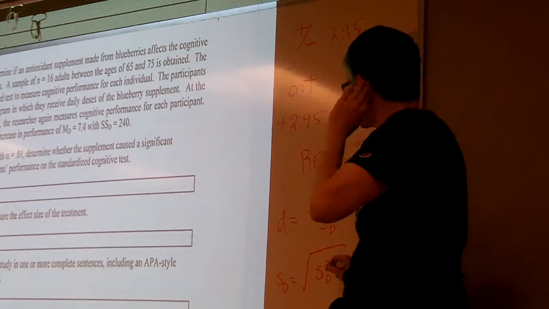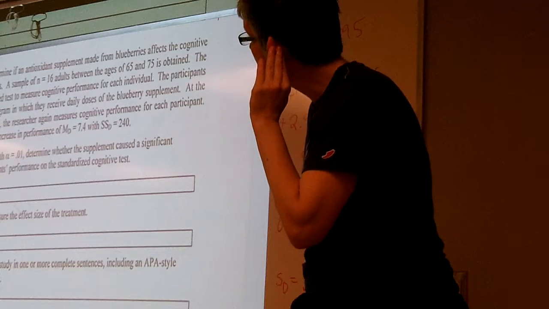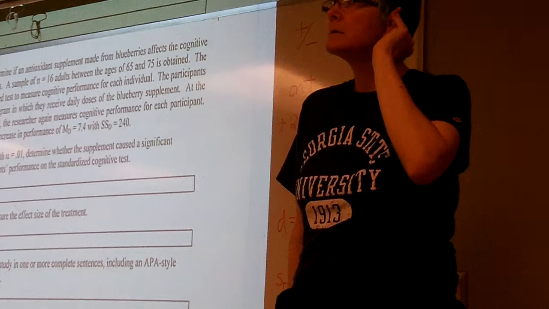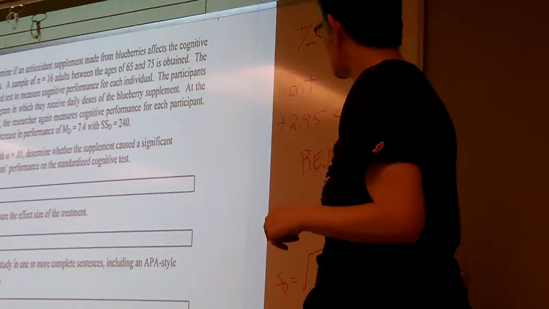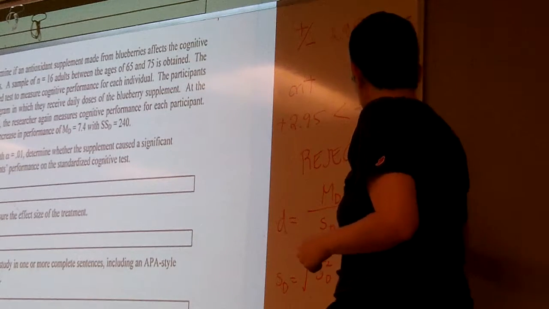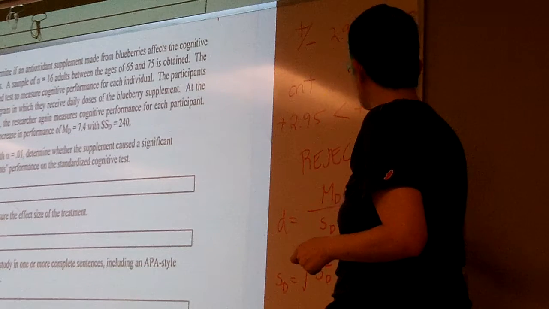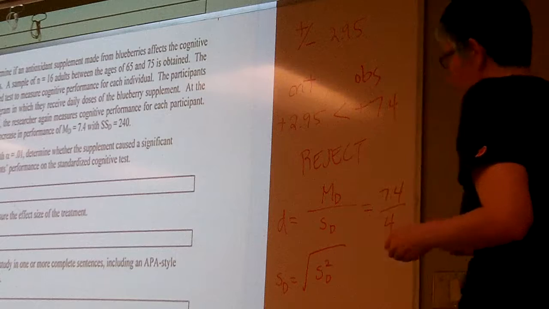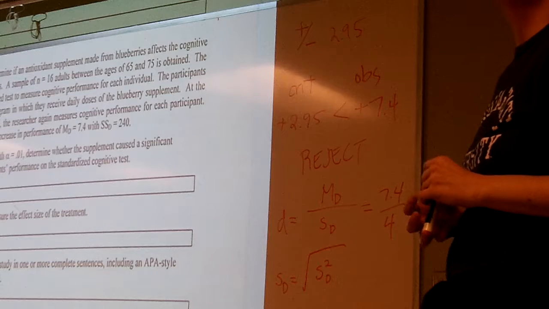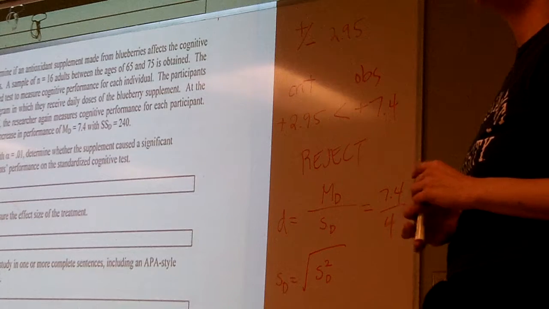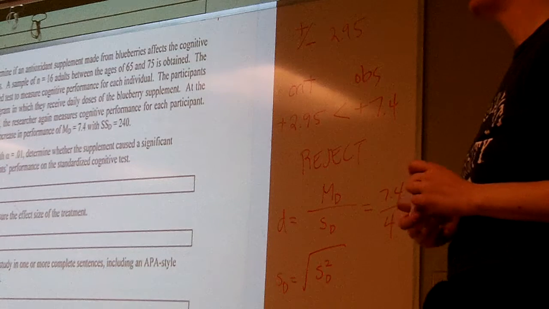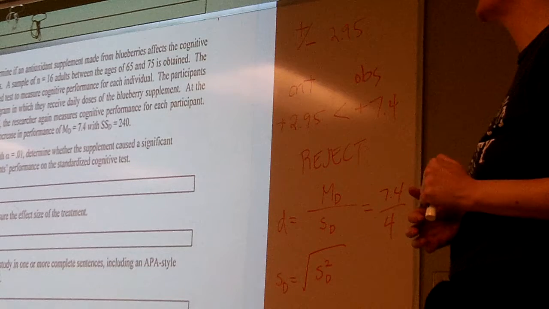Take the square root. So we figured out that our sample variance of the difference was 16, is that right? Okay, so that means the square root is 4. So our standard deviation is 4. That means that our Cohen's d is going to be 7.4 divided by 4, which is 1.85. Is that what you got? Okay, is that a small, medium, or large effect? Large, very large. Okay, so now we summarize the results of the study in one or more complete sentences.